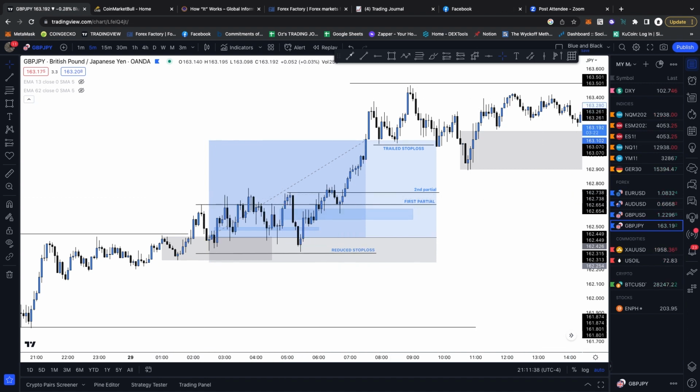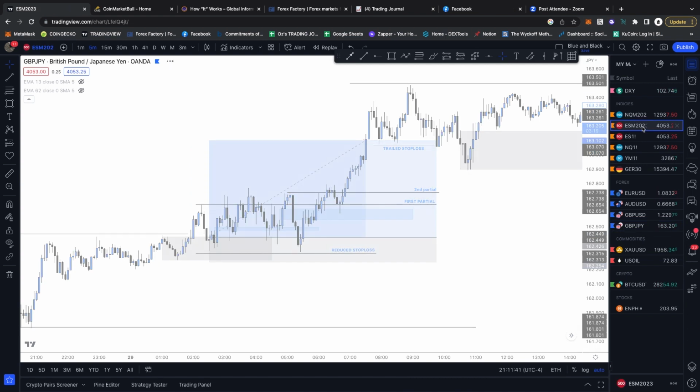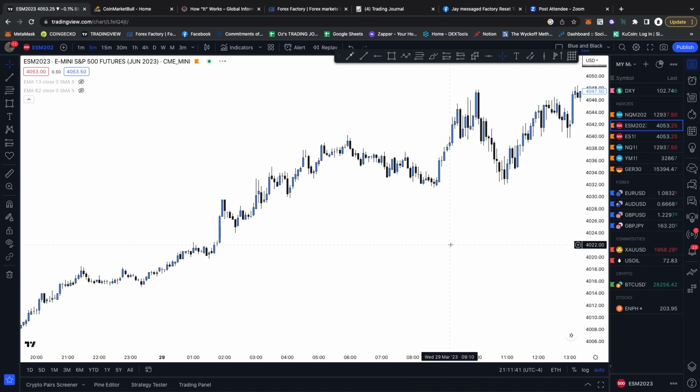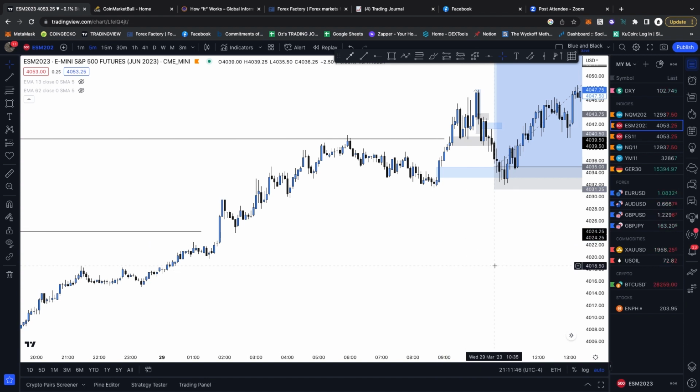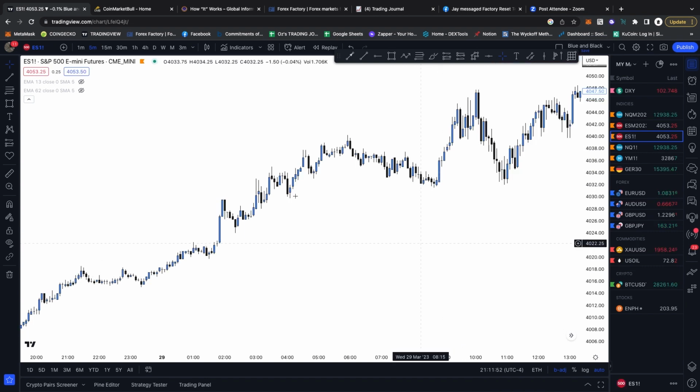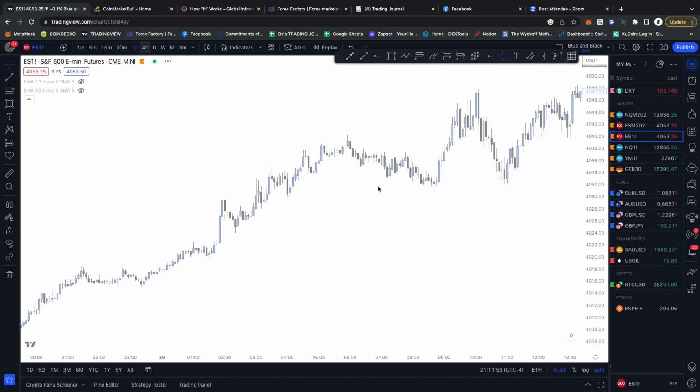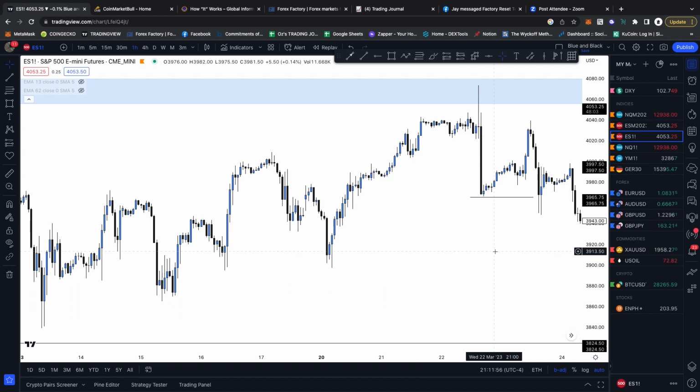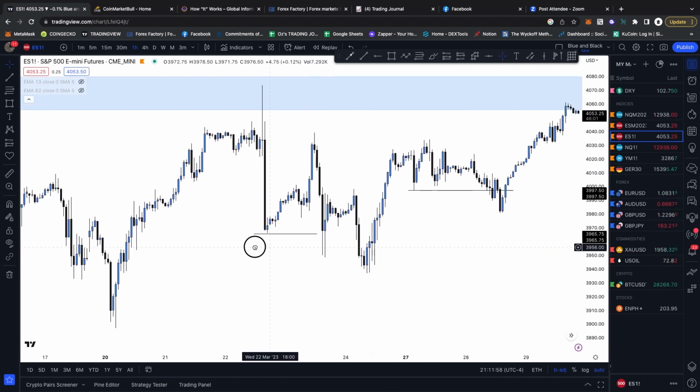Alright, so let's go over to E-mini S&P 500 because this was the gravy trade that I took today. So if I actually go to this chart so that I can show you without everything being marked up on it, we can look at some things to give the context behind the trade.